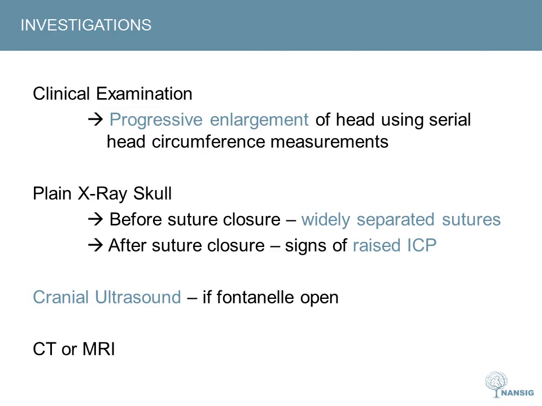In order to differentiate hydrocephalus from these other causes, we can start by using clinical examination. In hydrocephalus, this should show progressive enlargement of the head when using serial head circumference measurements. We can then use a plain X-ray of the skull, which before suture closure should show widely separated sutures, and after suture closure may show signs of raised intracranial pressure, such as a wide sella turcica. If the fontanelles are still open, we can use cranial ultrasound to show ventricular dilation. CT or MRI can be used to show hydrocephalus and sometimes identify the cause in congenital, acquired, and normal pressure hydrocephalus.